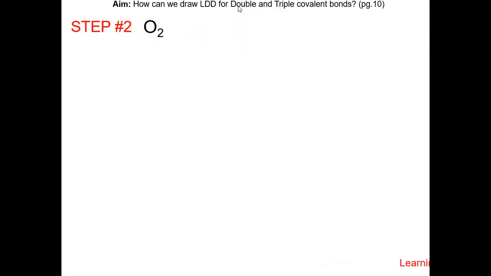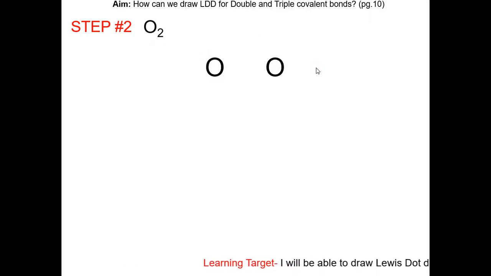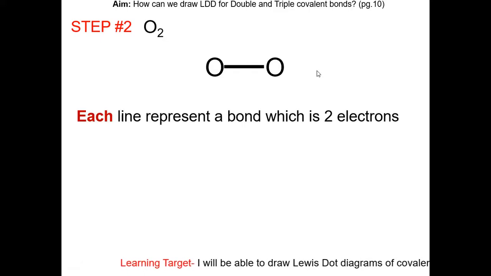In step 2, we must determine the central atom, but since it's only one element, we can designate one of these oxygen atoms as the central. Then we draw a bond to connect both oxygen atoms. Keep in mind that each line represents a bond, which is 2 electrons.